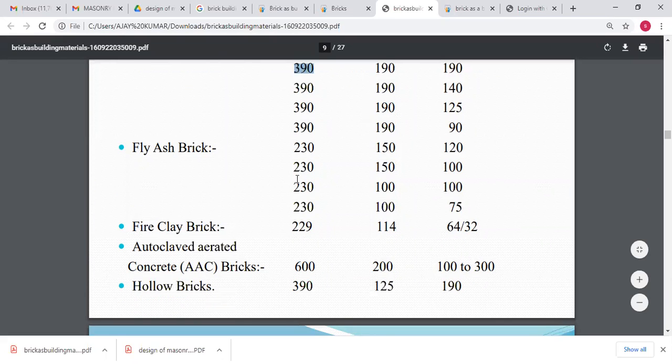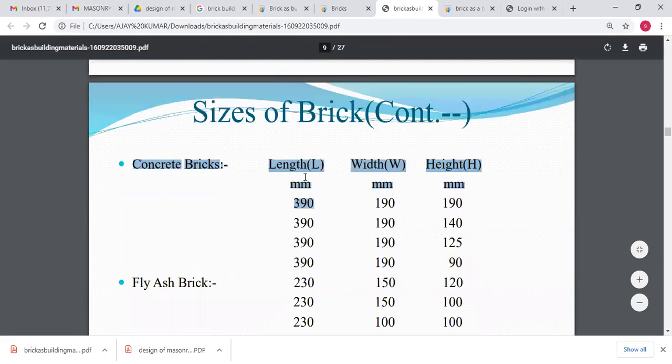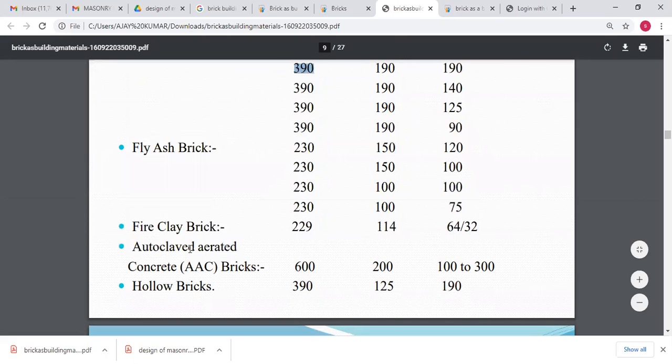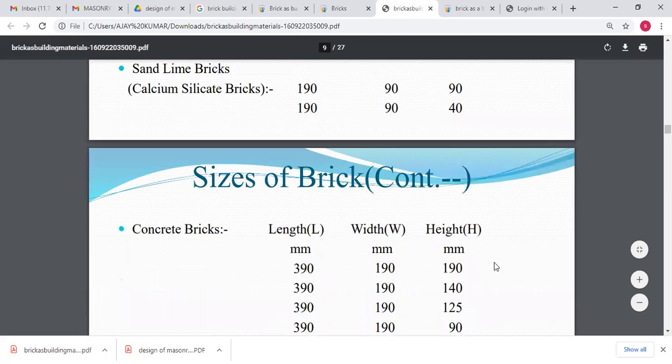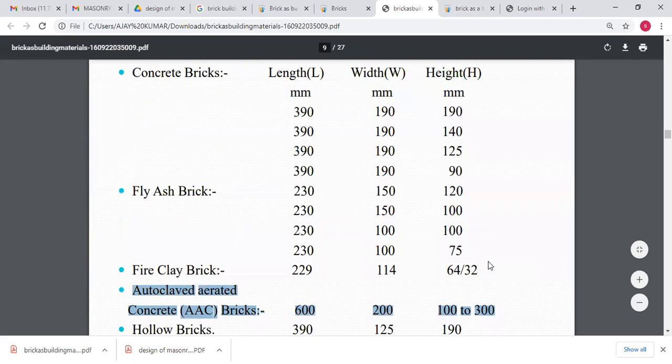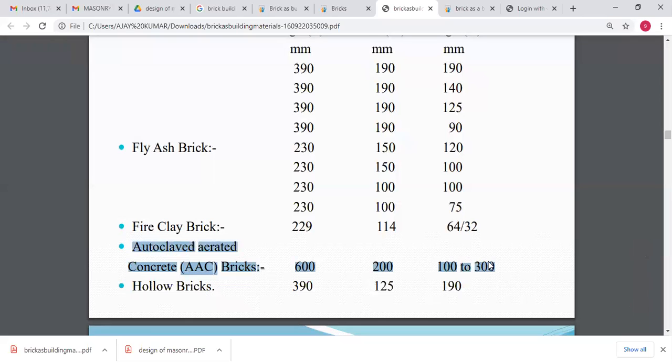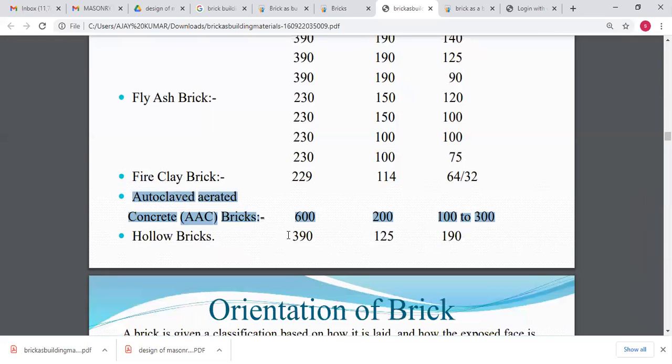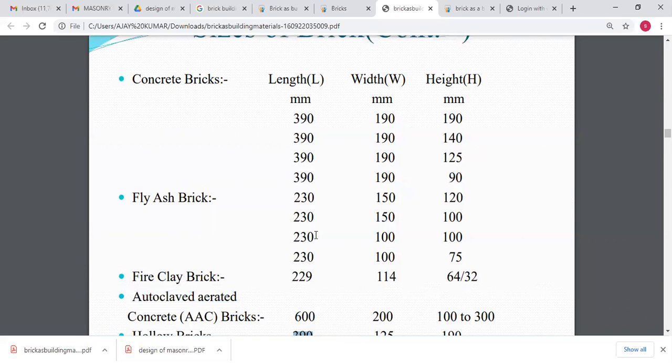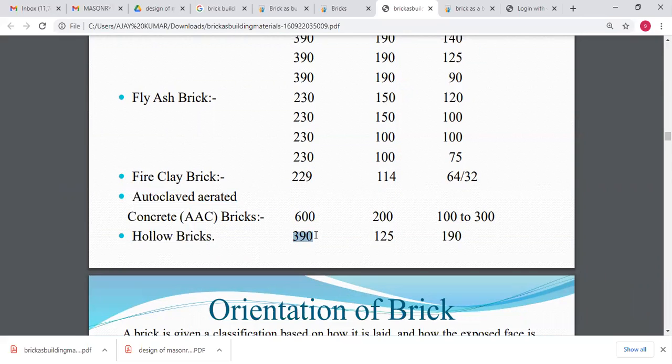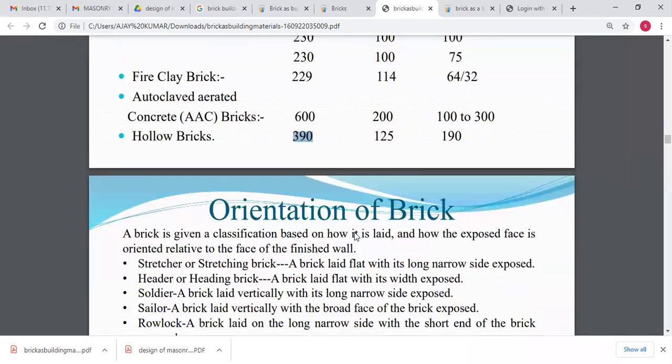While referring to these brick sizes, the autoclaved bricks have a larger size. You can see here, the length is 600 mm, width is 200 mm, and height is 100 to 300 mm. Hollow bricks are almost equal to concrete bricks, but the weight of the bricks is reduced. So that's why you can call this a hollow brick.